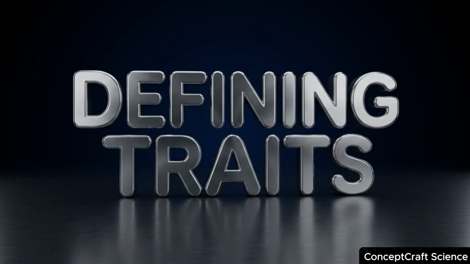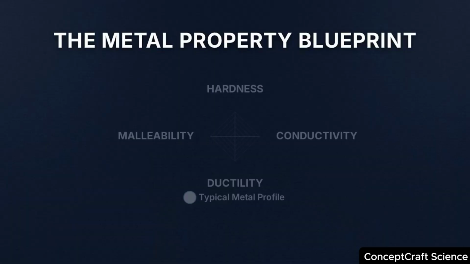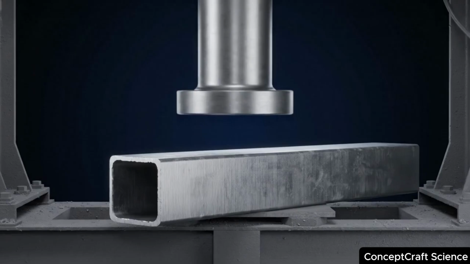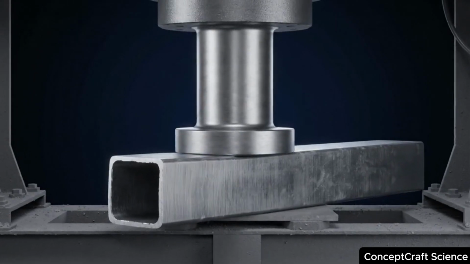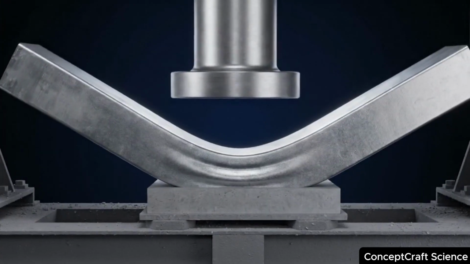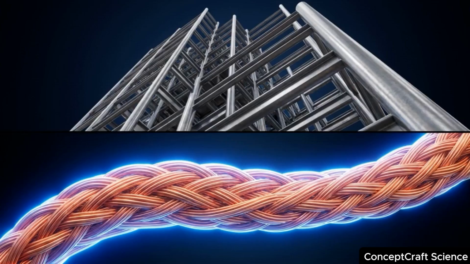This logic is found in their physical properties, a set of predictable traits that define what a metal actually is and how it will react to the world. Identifying these traits allows engineers to move beyond simple appearances and accurately predict how a material will perform, whether it is supporting a skyscraper or carrying an electrical charge.